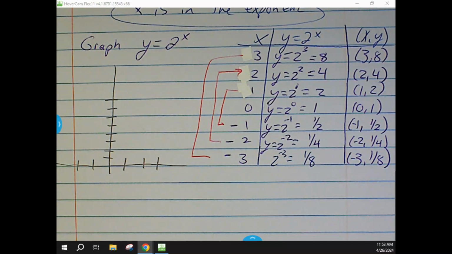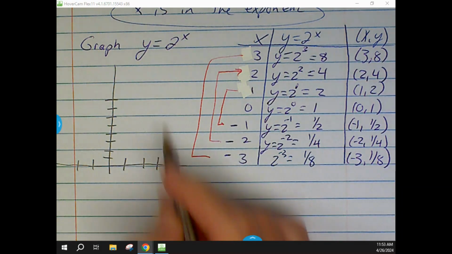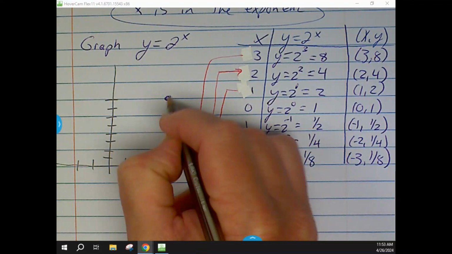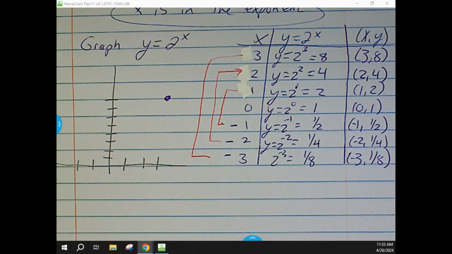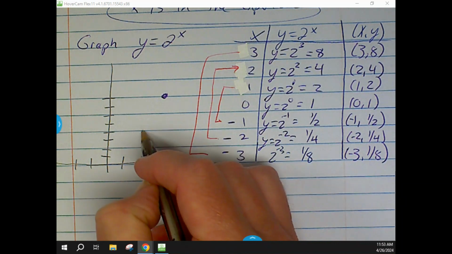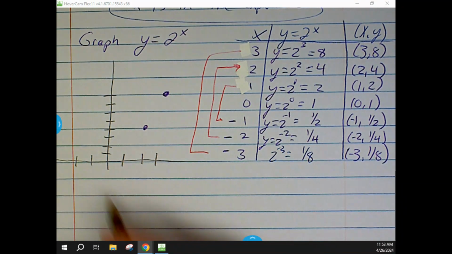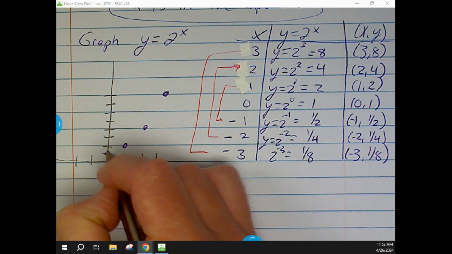Okay, so just make an XY chart. We need more room this way because, again, we're going to 3/8. So if we go to 3/8, that would put us there. All right, and we got 2, 4. So over 2, up 4 to put us there. 1, 2 would put you there. 0, 1 would put you there.